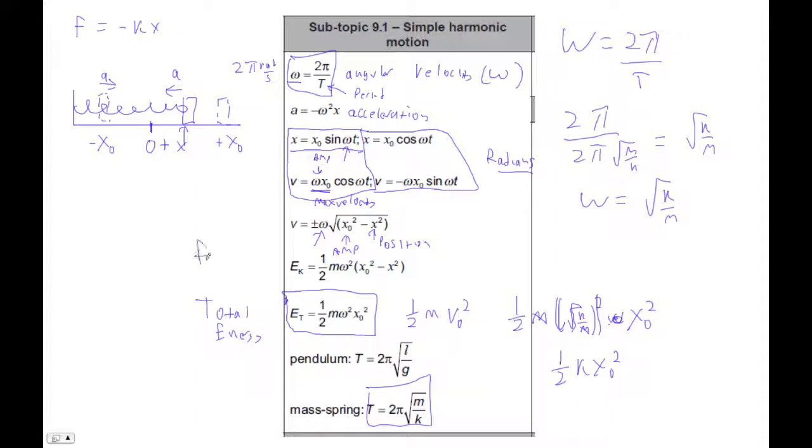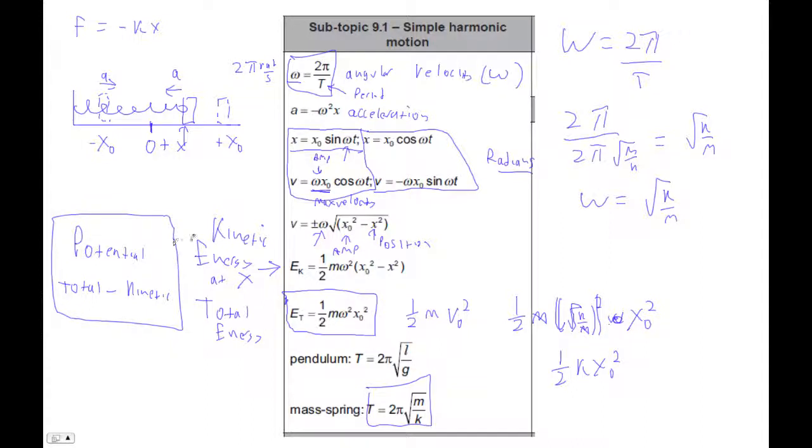And then this is our energy at x. So if we're at some position, this will be our kinetic energy. Okay. Now the potential energy, you have to read between the lines, right? Potential would be total minus kinetic. Okay. So if they ask you for the potential energy, which maybe they won't, I don't know. Okay, there it is.